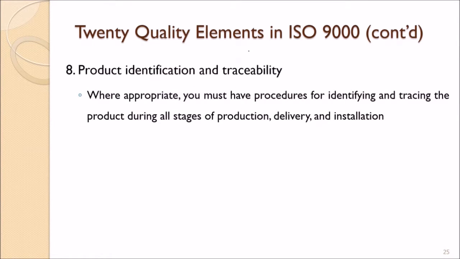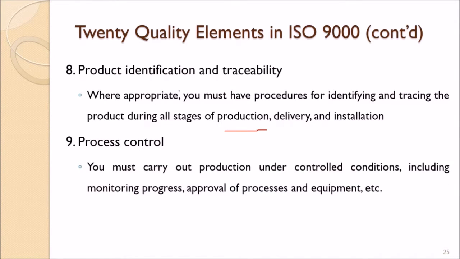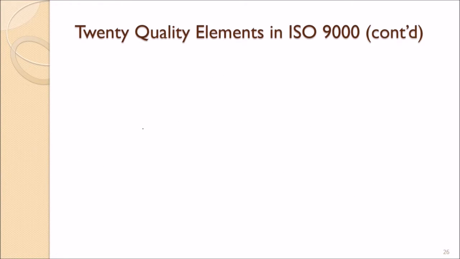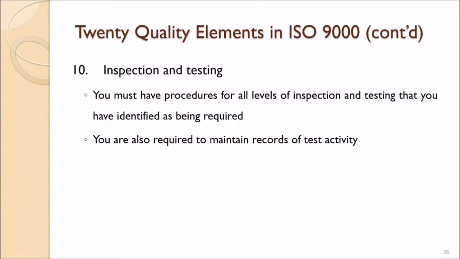Then comes product identification and traceability. Whenever appropriate, you need to have a procedure for identifying and tracing the product during all stages of production, maybe delivery or installation. Then comes process control. You must carry out production under controlled conditions, which include the monitoring of the progress, approval of processes and equipment, etc. Then comes inspection and testing.